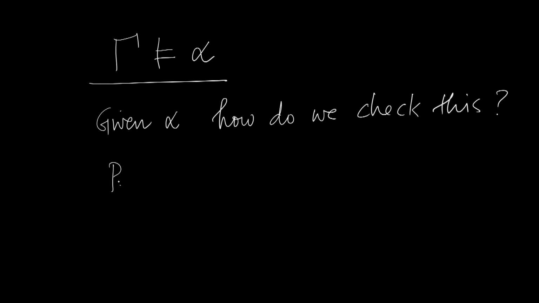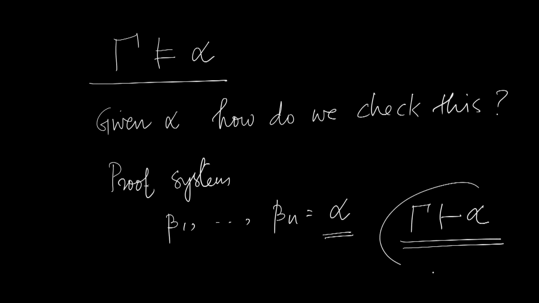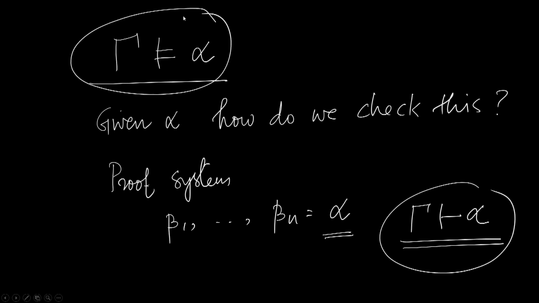This is where the proof system comes in handy. When the proof system furnishes us with a proof, where the proof culminates with alpha, we would say that alpha is provable from gamma. That is, using gamma and the logical axioms, we are capable of proving alpha. Now, we would like this to be identical to this. That is, the semantic notion of logical consequence and the syntactic notion of provability.